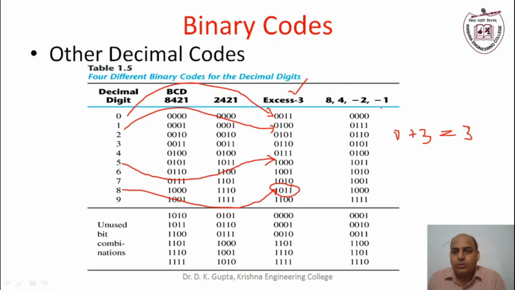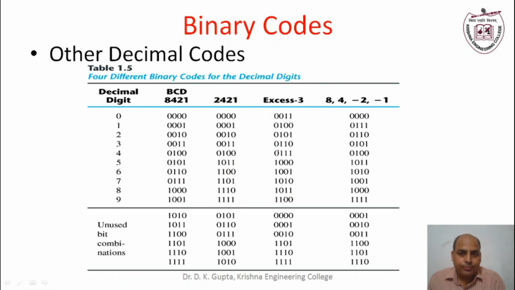Now 8421 minus 2 minus 1 code. So I am just erasing it all. So now coming to 84 minus 2 minus 1. So it is also a weighted code. So 8 4 minus 2 minus 1. Suppose we want 5. This 5 needs to be converted into 84 minus 2 minus 1 code. How can we convert it?